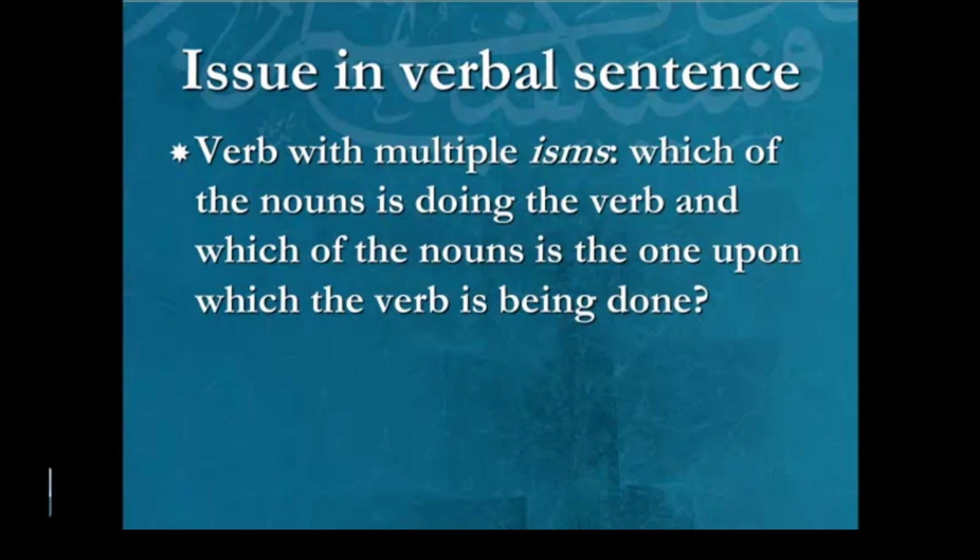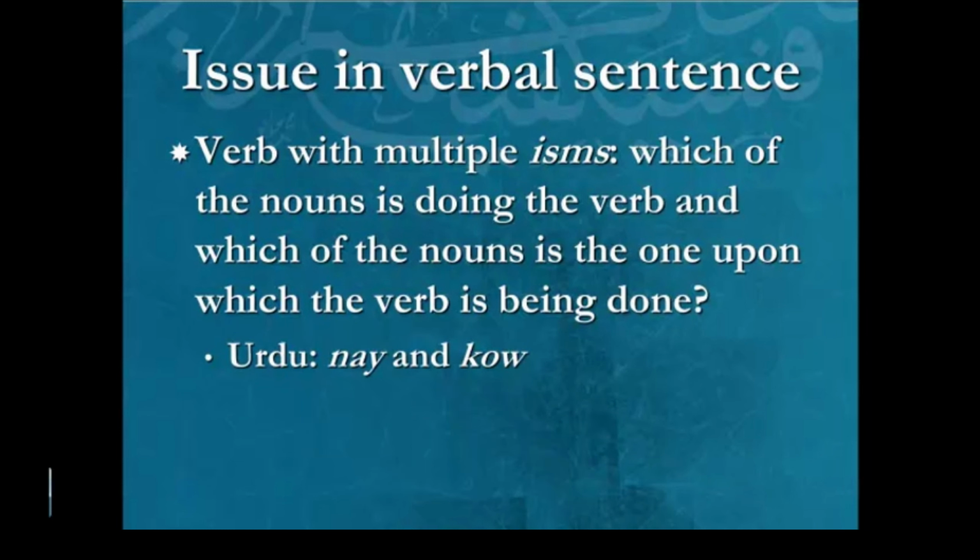If you have an action like hitting and helping, then along with the verb, you can expect there to be 2 isms. One of those 2 isms will be the one doing the verb, and one of those 2 isms will be the one upon whom the verb is being done. Now, you need to have a mechanism. The listener needs to know clearly which of the nouns is the one doing the verb, and which of the nouns is the one upon whom the verb is being done. So every language needs to address this problem, this issue.